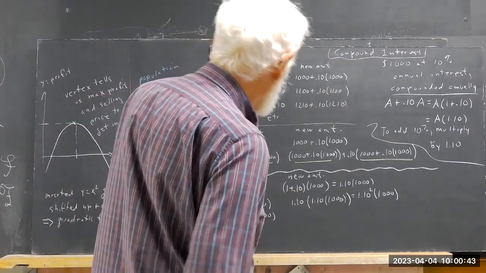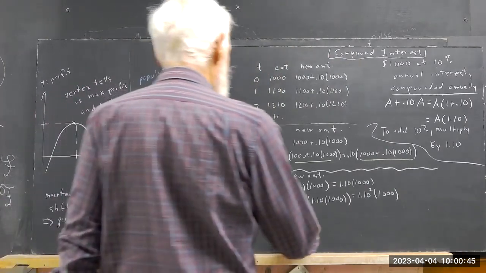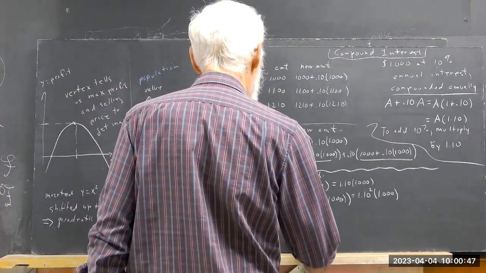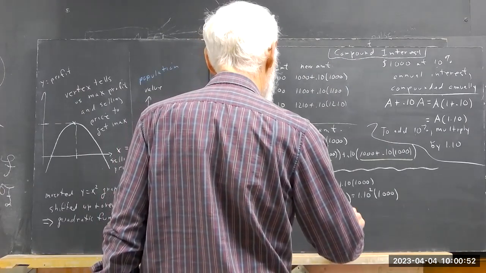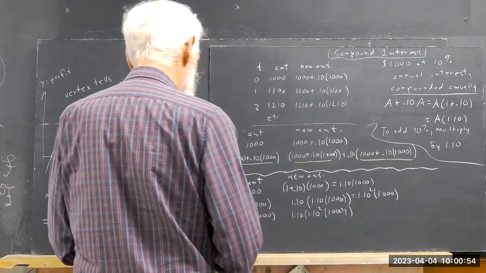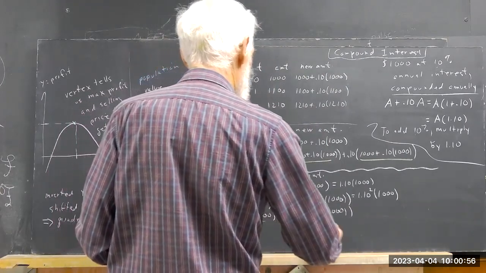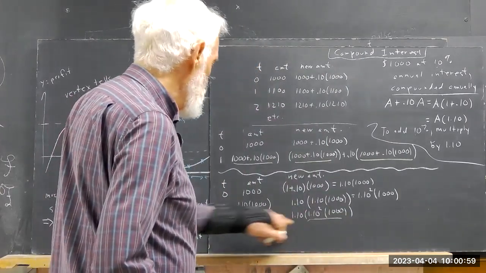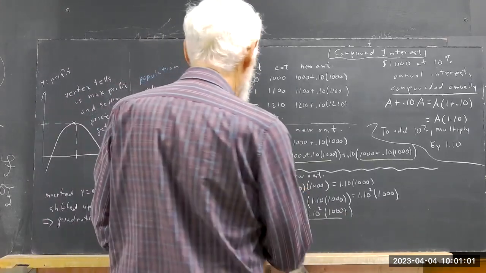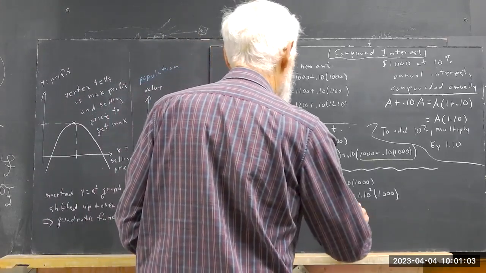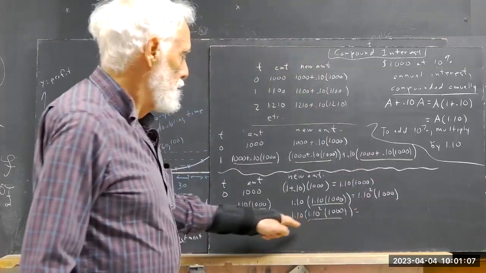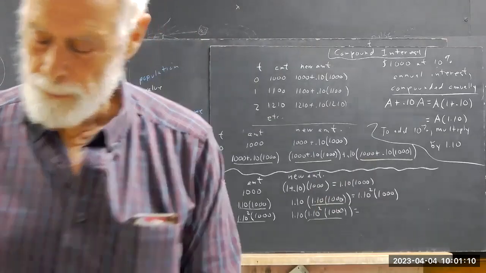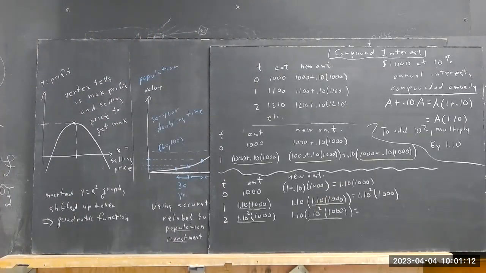And how much am I going to have after the next year? I'm going to get 1.10 times this. Okay, so how am I going to write that out? Write that out for me. What's 1.10 times 1.10 squared times 1,000?